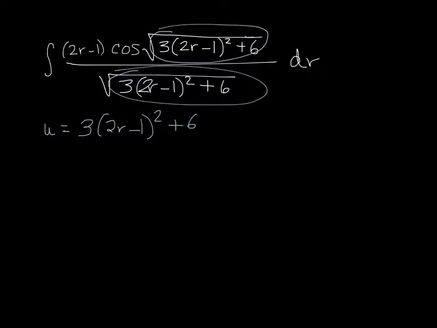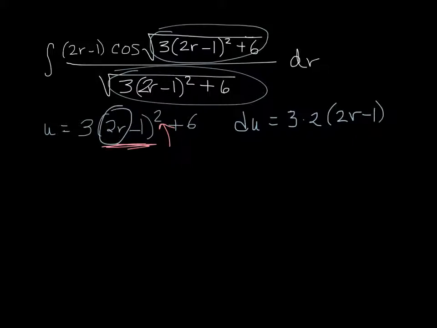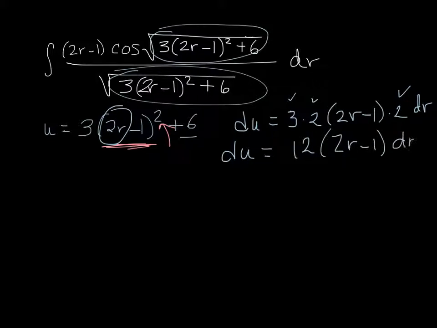And the reason this works out so nicely is so now my du equals 3 times 2, so I'm doing the chain rule here. I'm going to bring the 2 down, so 3 times 2, leave the inside alone, subtract 1 from the exponent, so that's just the first power, and then times the derivative of what's inside, which is 2, because the derivative of 2r is 2. And then the derivative of a constant, of course, is 0, so then dr. I can make this look a little better. 3 times 2 times 2 is 12, (2r minus 1) dr.